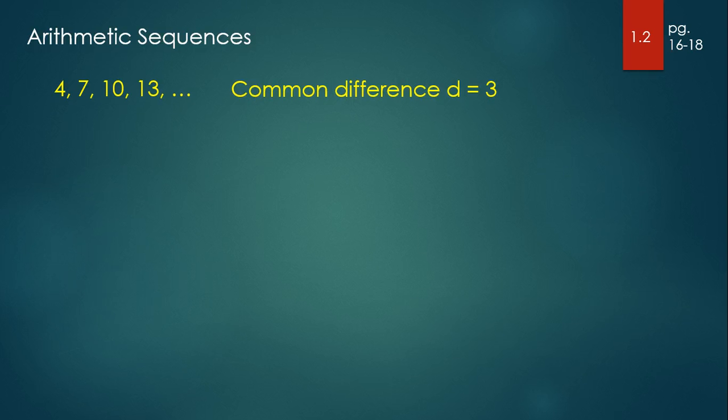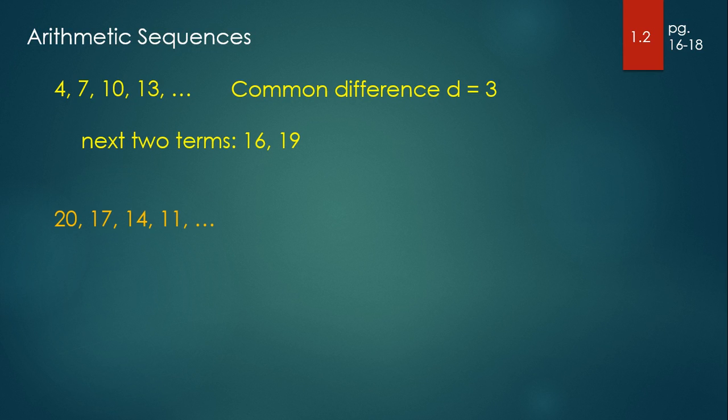To find other numbers in the sequence, we can keep adding that common difference. So if we wanted to find, let's say, the next 2 numbers in this sequence, we could add 3 to the 13 to get 16, and we could add 3 to the 16 to get 19.